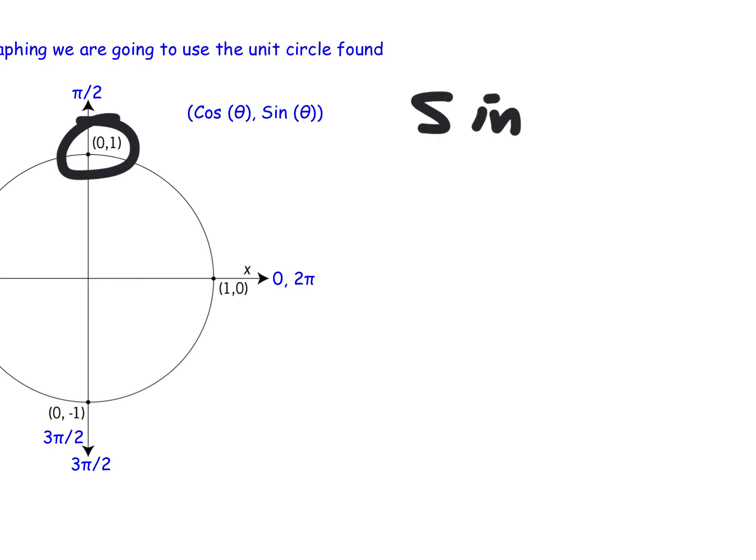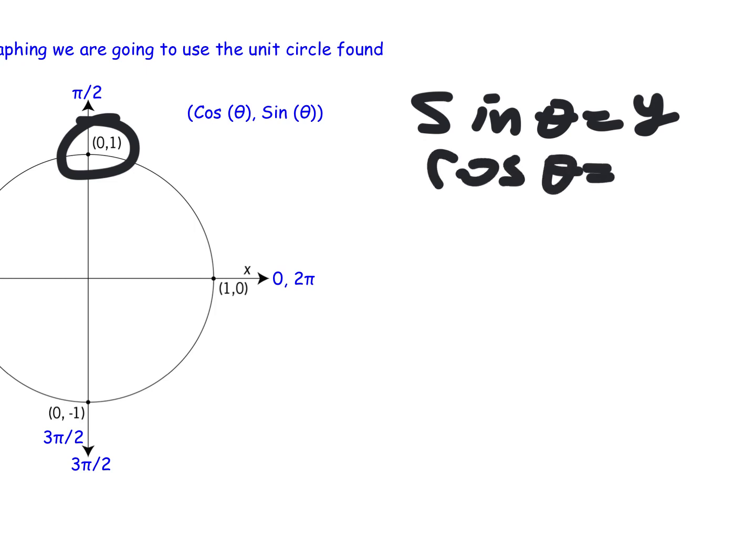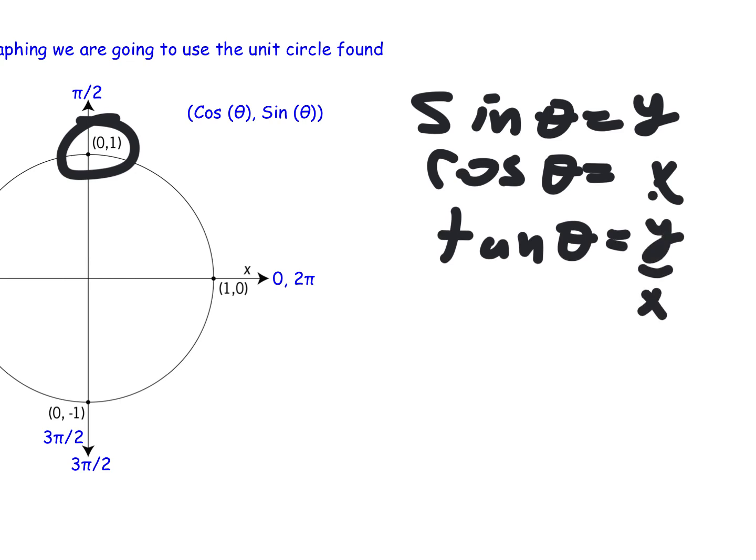Sine is y over r, but we're always going to make r equal 1. So then what does sine turn into? If r is 1, do you get it's pretty much just y? Sine is y. It is y over r, but if we make the r 1, then sine's y. And then what's cosine? X. And then tangent is y over x. Sine's y, cosine's x, and tangent's y over x.